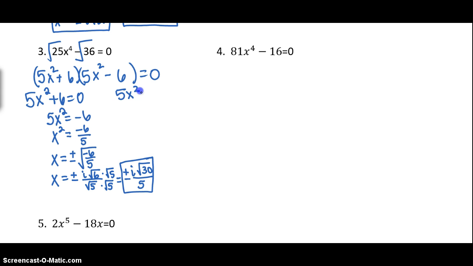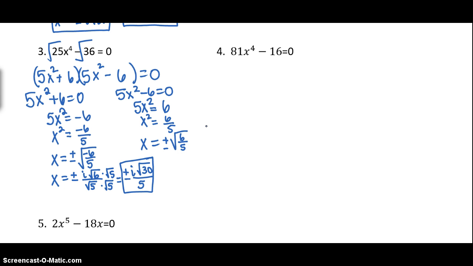5x squared minus 6 equals 0. We're going to have to solve this too. So we add the 6 to both sides, so 5x squared equals 6. Remember, we're getting the x squared alone. We have to get that alone before we can take any square roots. So x squared equals 6 over 5. Again, now we can take that square root, and hopefully you will not forget the plus or minus, right?